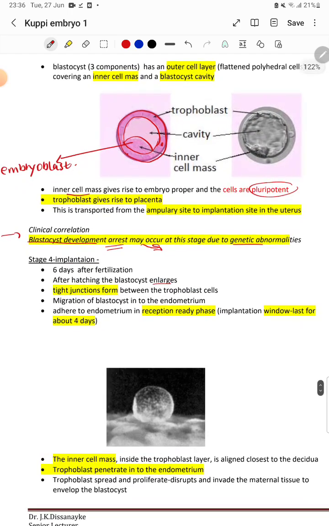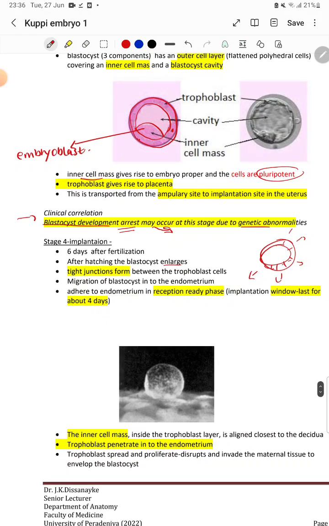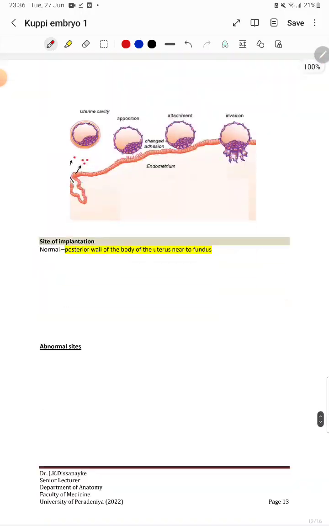So stage 4 is known as implantation. Now this happens around 6 days after fertilization, approximately. And like I mentioned earlier, after hatching, it's no longer constricted by the zona pellucida. It now has the ability to grow even bigger. So it enlarges, and now there are tight junctions forming between the trophoblastic cells. And it migrates, so basically makes its way to the site of implantation, and that is specifically, if we were going to talk about the structure, it's here actually.